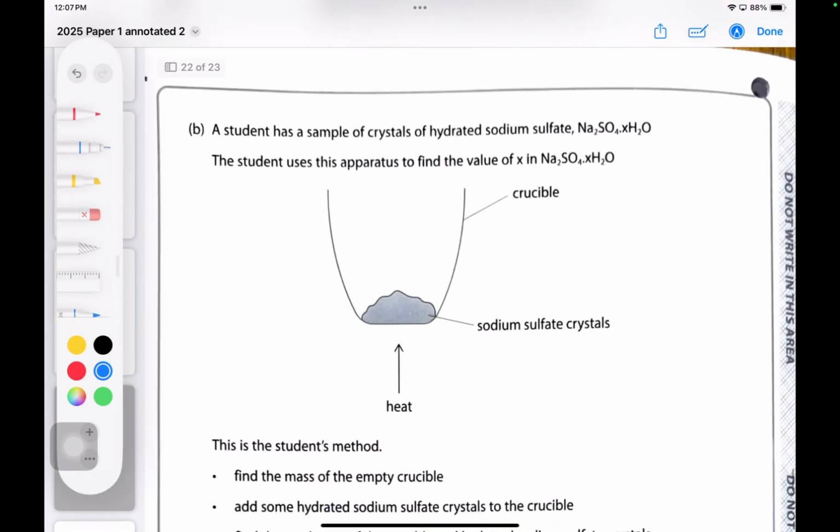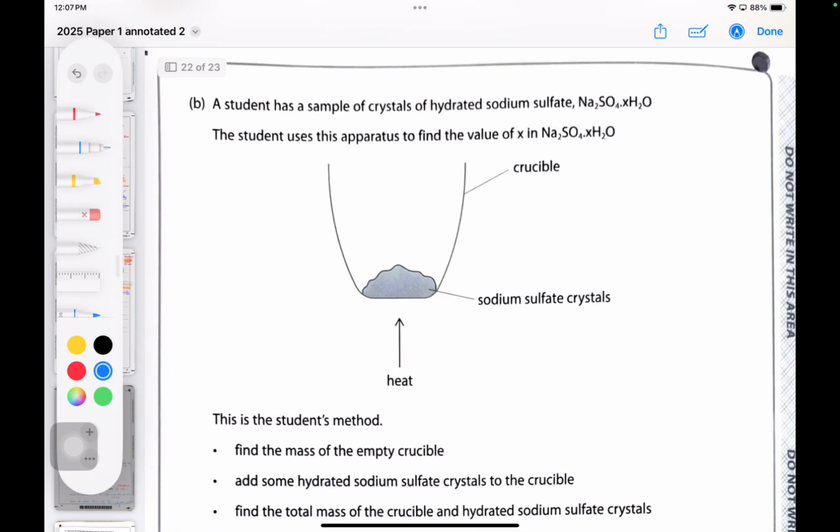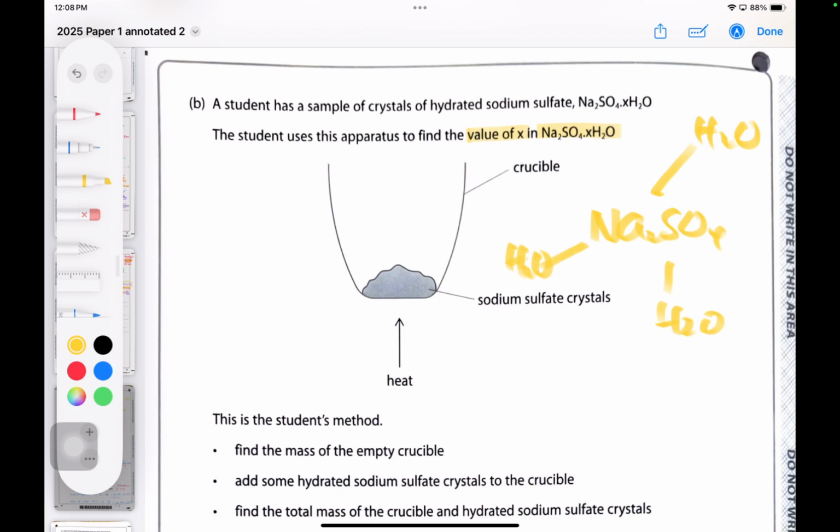And then the last few marks is all on calculation, and you have done this before, I would say quite a few times. So here we are trying to find the value of X, basically how many moles of water surrounding this Na2SO4. So how many moles of water surrounding it? That's the aim of this practical.